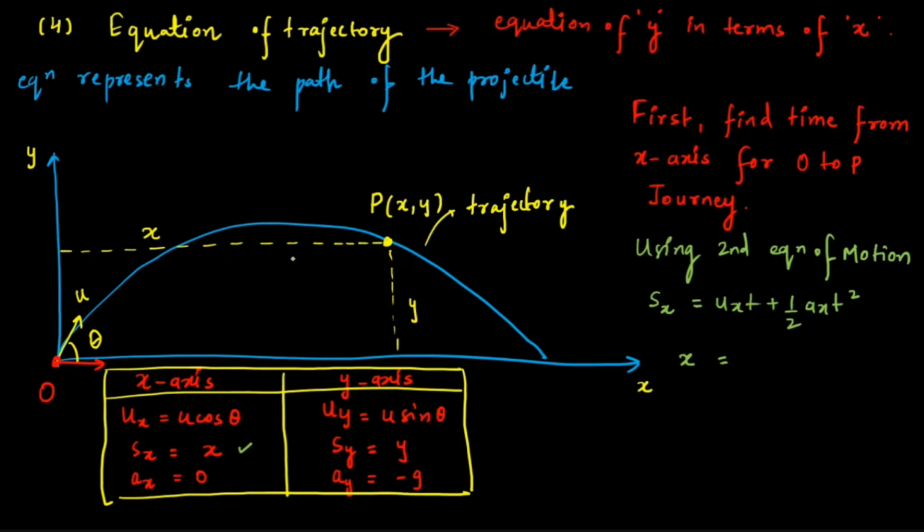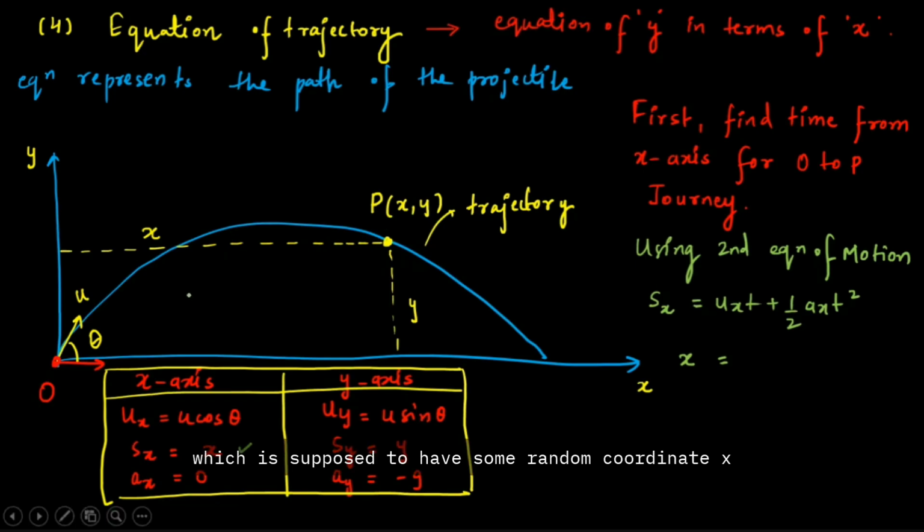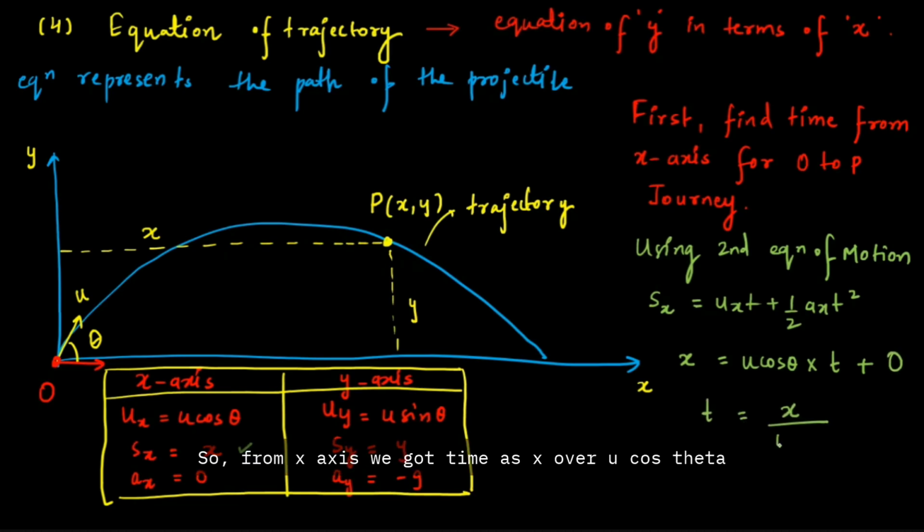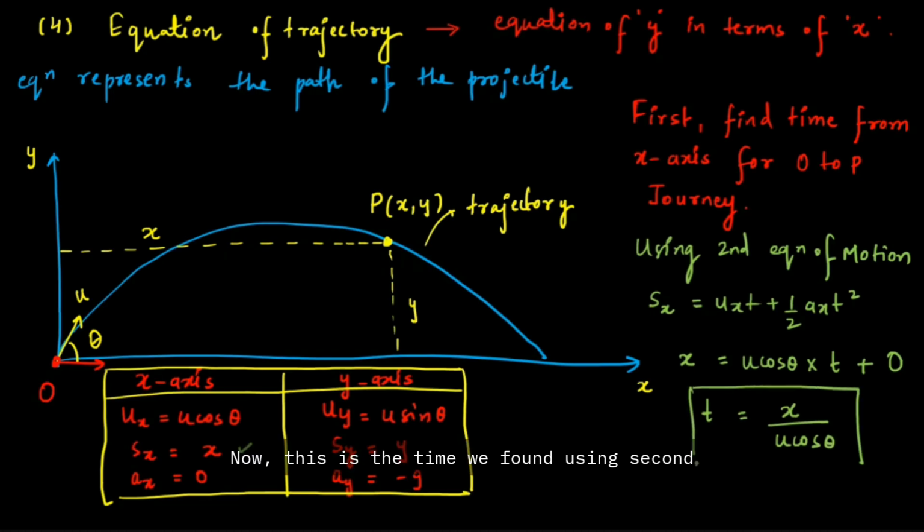P point is x. Again, remember what we have done here is we have considered a point P which has some random coordinate x and y as per the graph, and we are trying to find out the x and y coordinate simultaneously. So ux is going to be u cos theta, whereas time is something we have to find, and later on this part will become 0. So from x-axis we got time as x over u cos theta. This is the time we found using the second equation of motion from x-axis.